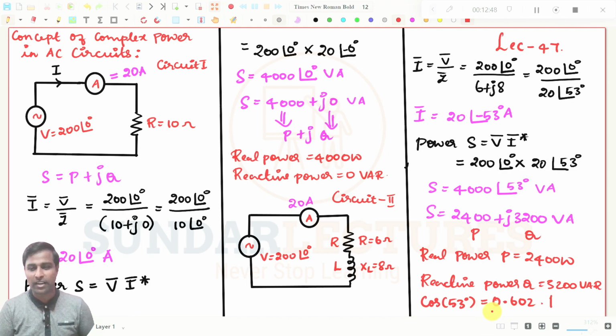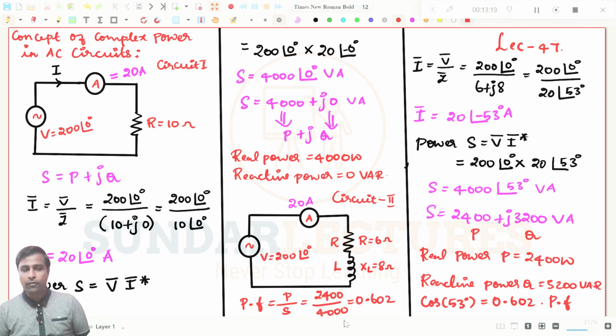This power factor can also be written as real power, that means P, by the apparent power. And what is the real power here? Real power here is 2400 watts, divided by the apparent power, that is nothing but 4000. I'm just going for absolute values. So this is 0.602, that is 2400 upon 4000 volt amperes. We are using only 2400 watts here in this particular circuit.